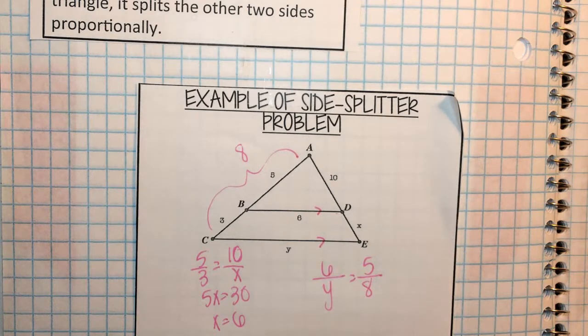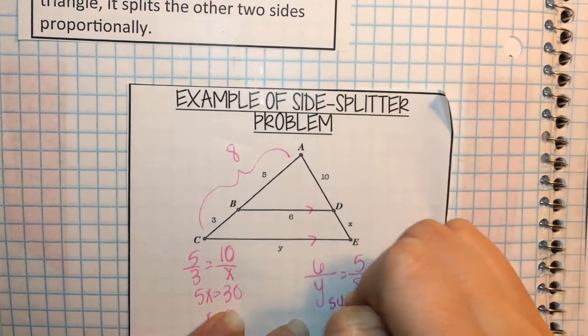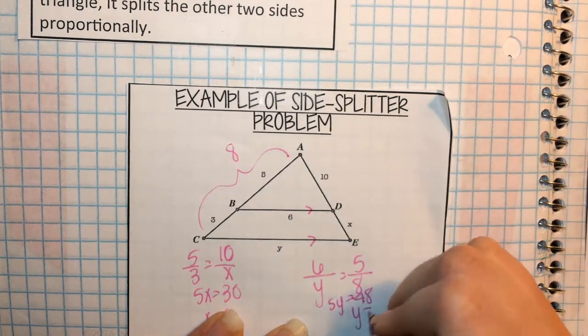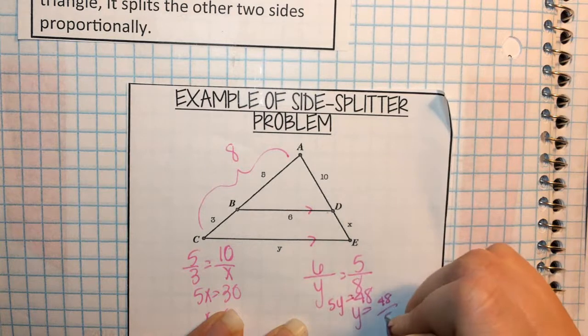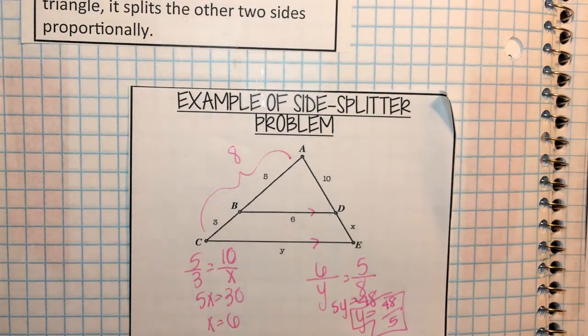Now it's a proportion, cross multiply. And then divide, and you get y equals 48/5. We are not afraid of fractions, leave it that way. If you need to pause it. Otherwise, let's move on.